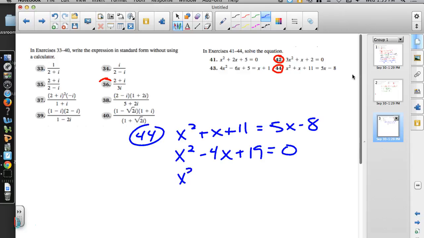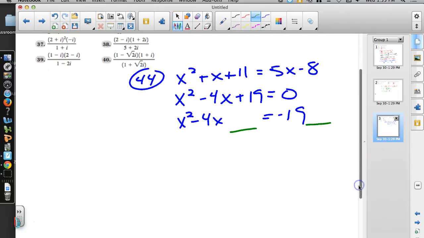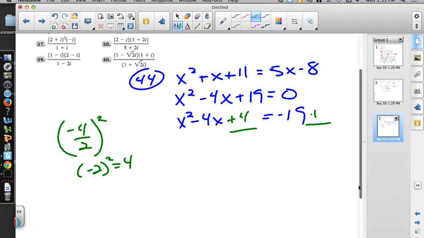So let's move that bugger over and complete the square. Let's put that negative 19 on the right-hand side. And look at our b over 2 squared, but this time it works out really nice because our b value is negative 4, and negative 4 divided by 2 is negative 2. And when you square that, you get a nice little 4. So we're going to add 4 to both sides.